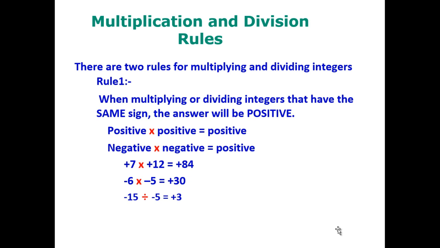+7 multiplied by +12 is equal to +84. -6 multiplied by -5 is equal to +30. -15 divided by -5 is equal to +3.